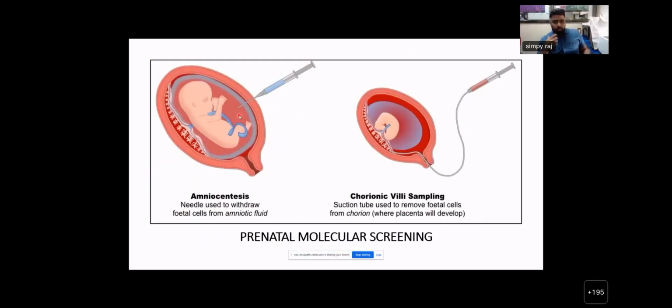For prenatal molecular screening, we use two types of samples: amniocentesis and chorionic villi sampling. Can anyone tell me, is there a third sample that we can use for this testing?